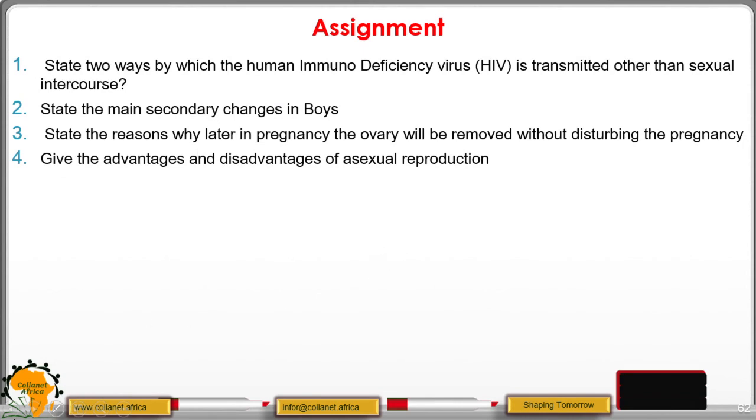Reproduction has been an interesting topic, so revise well and you will do well in your exams, and also you will have wide knowledge, because biology, we say, explains life inside and within or around us.